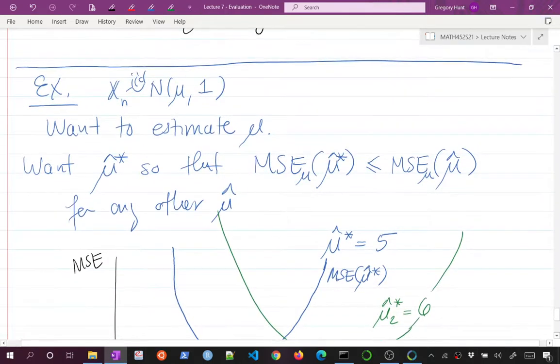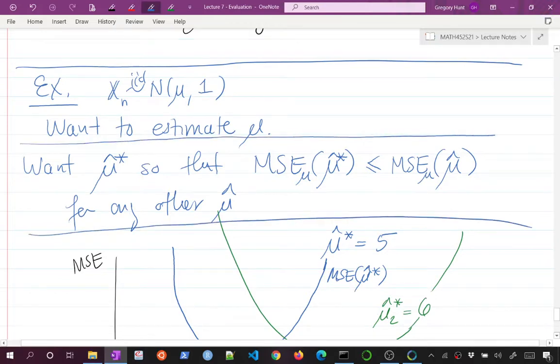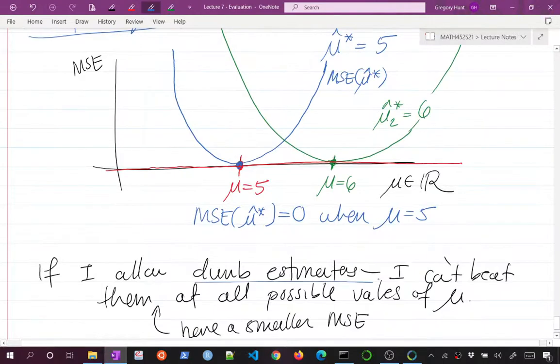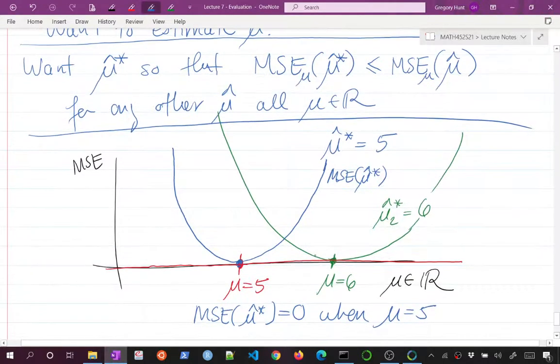So when I go back up to my definition of what I'm going to call a best estimator, I really want this mu hat star to have a lower MSE than any other mu hat for all possible values of mu, right? But I can't do that if I allow these really dumb estimators, because the only way I'm going to do that is if my estimator identically has 0 MSE everywhere, because I'm allowing some really stupid estimators in here.